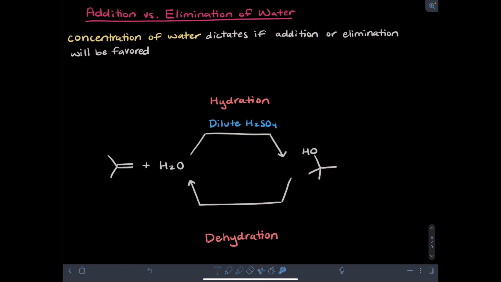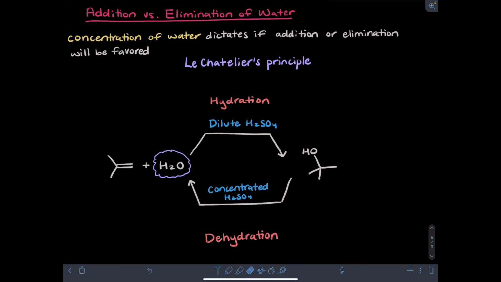The reaction conditions to use to favor the formation of the alcohol product is to use dilute sulfuric acid in water. Instead, if you want to favor the dehydration reaction to form an alkene and water, you would use concentrated sulfuric acid instead.